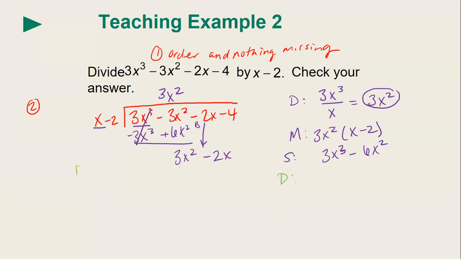We're gonna divide the leading coefficient, now it's 3x squared and x. So we have 3x squared divided by x. What is 3x squared divided by x? 3x. So now my quotient is 3x. I'm gonna add that to the top. And now we're on to the M. We're gonna multiply.